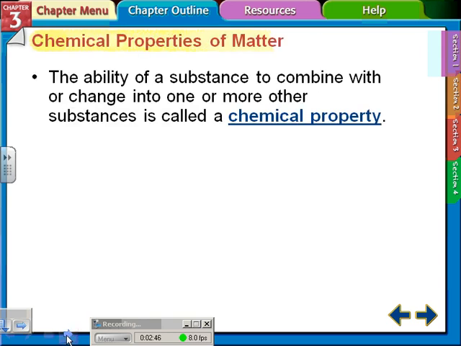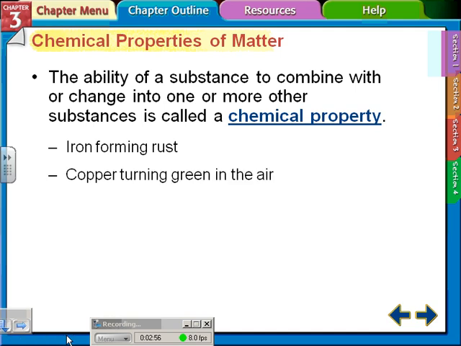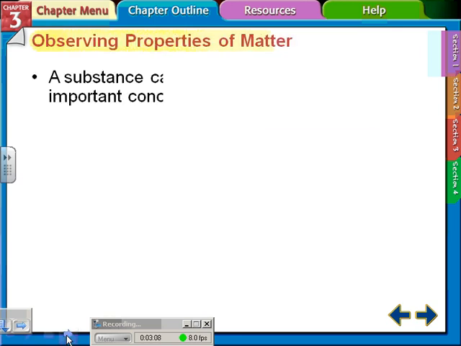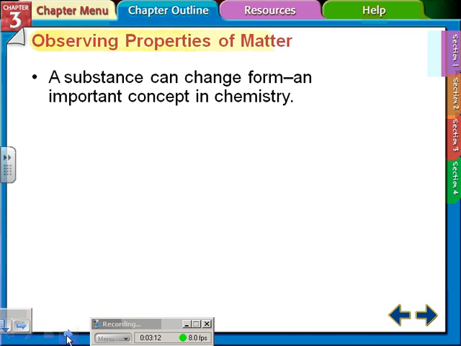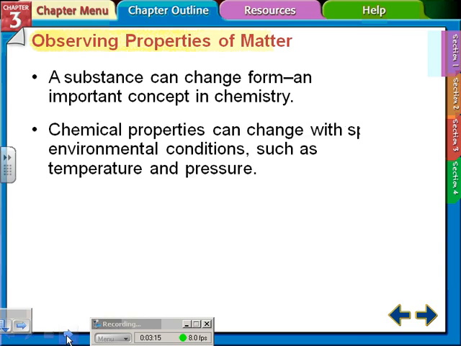Now, if we're going to look at chemical properties, you have to observe chemical properties when one substance reacts with another. These are some examples of some chemical properties or chemical changes, and we're going to actually do a lab that's going to show you some chemical properties. You're going to observe some chemical reactions. Iron forming rust, copper turning green in the air. Those are some examples. A substance can change form. This is an important concept in chemistry. Chemical properties can change with specific environmental conditions such as temperature and pressure.